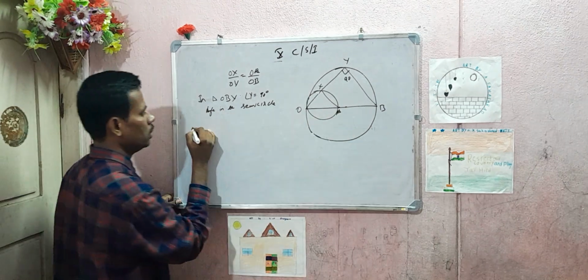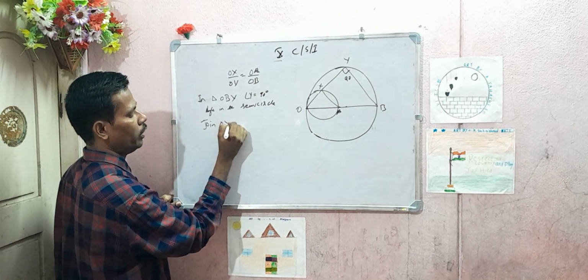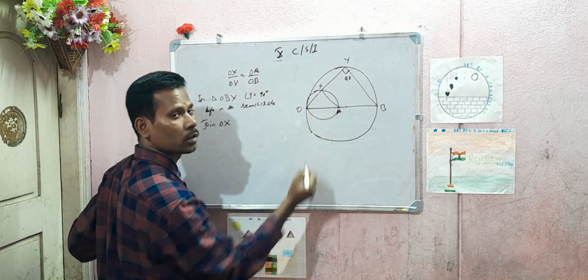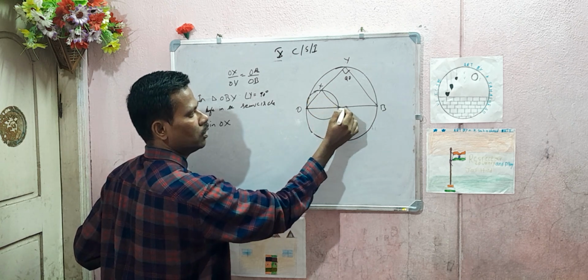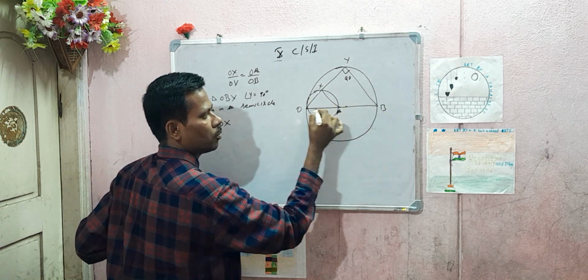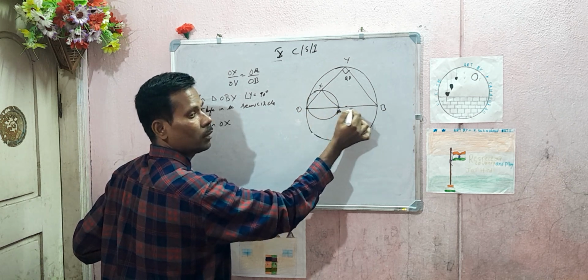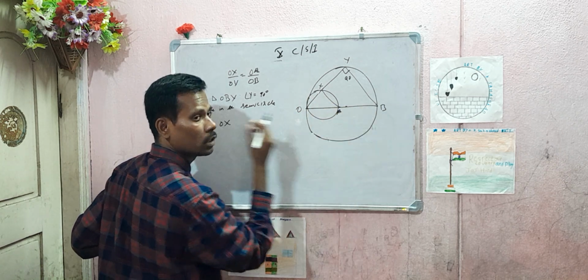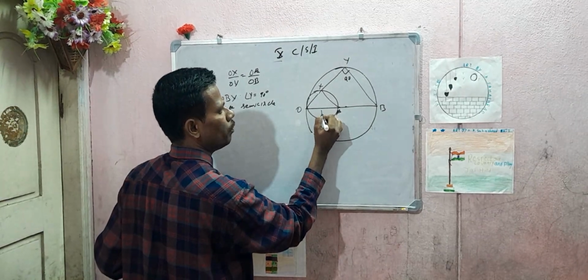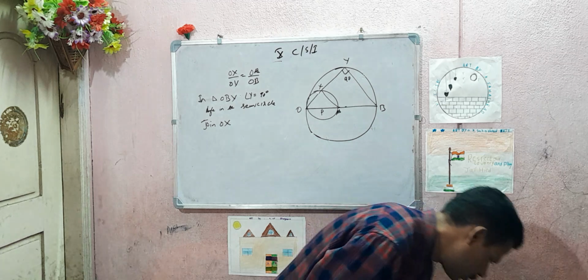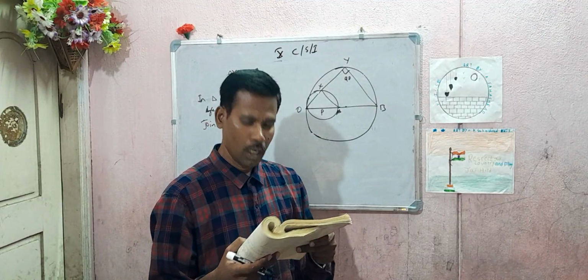Next, in construction you can write: join OX. Now this is a triangle. OAB is also passing through this one. For this small triangle, you can take this as center P, like that. I will read out once again.